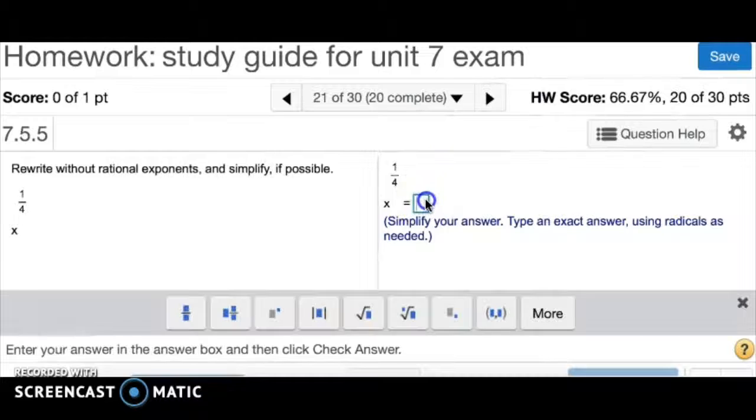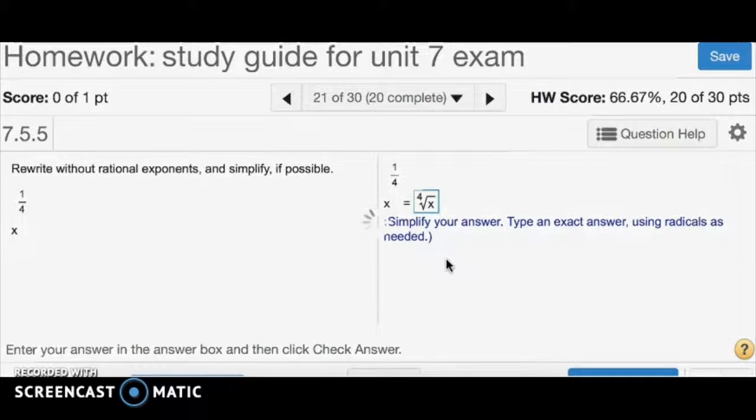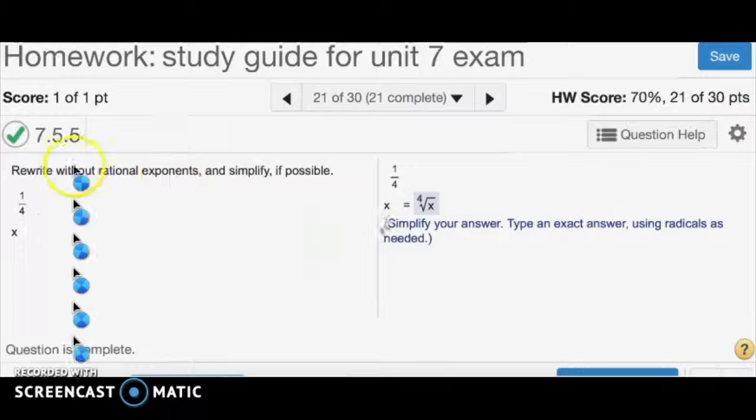So rewriting that, you don't have to write the power because it's just being raised to the first power, which is itself. But fourth root, I'm going to click this one, type in 4 for fourth root, and x, again with the power of 1, so just leave it as x. And that's number 21.